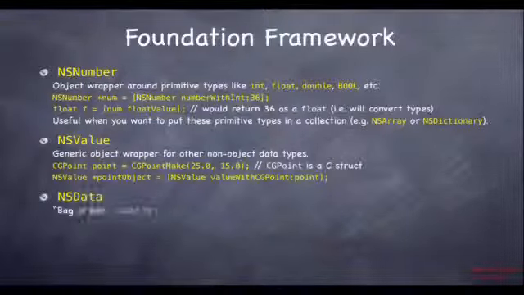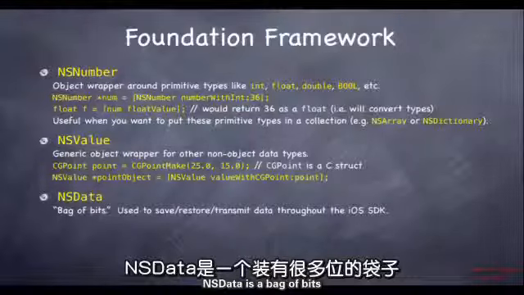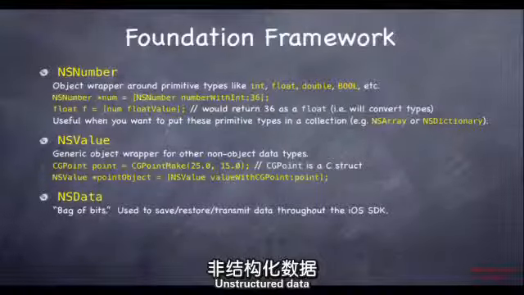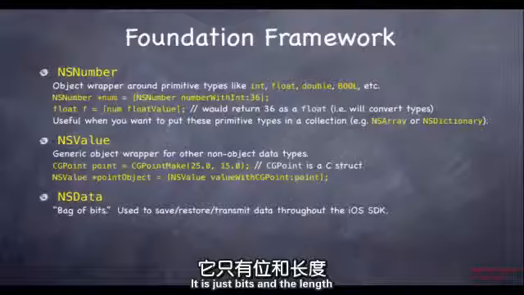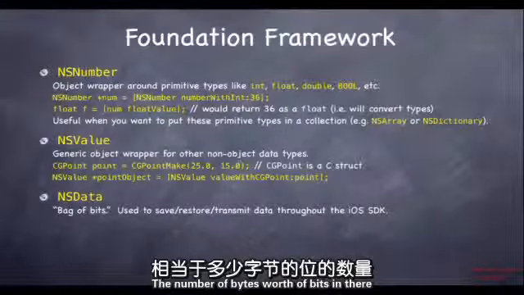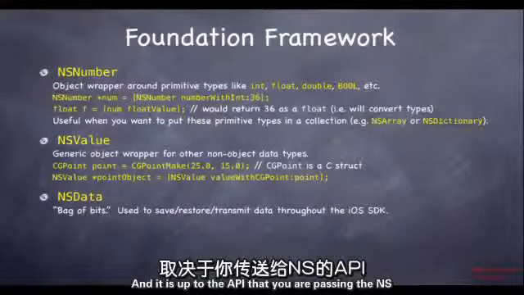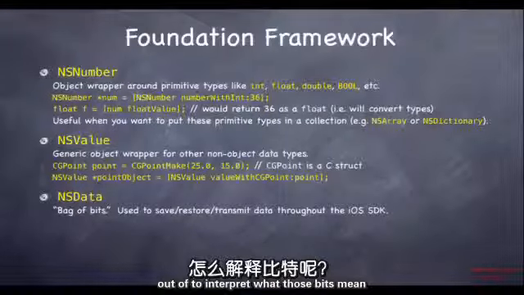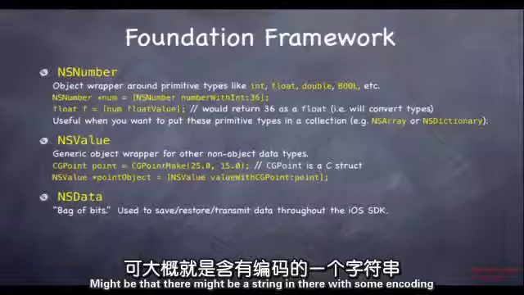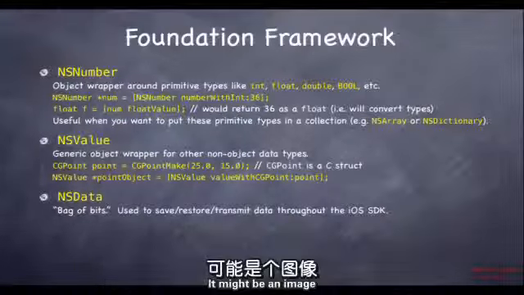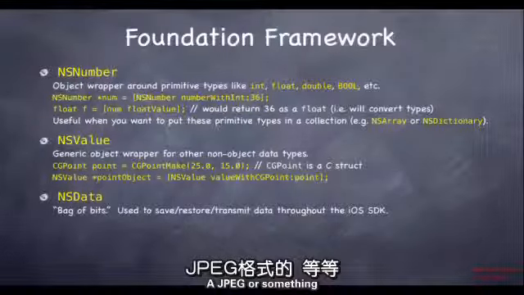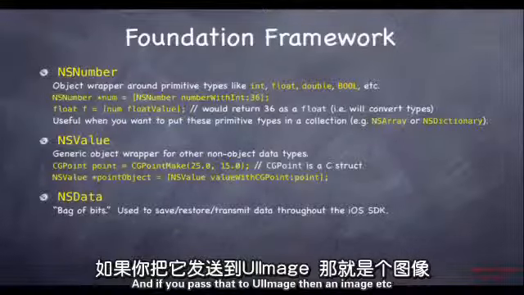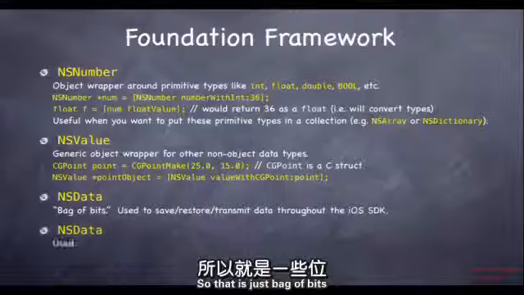Okay. NSData is a bag of bits, unstructured data. It's just bits and the length, the number of bytes worth of bits in there. And it's up to the API that you're passing the NSData in or out of to interpret what those bits mean. Okay? They might be a string in there encoded with some encoding. There might be an image in JPEG or something. And if you pass that to UIImage, then you get an image, etc. So it's just a bag of bits.